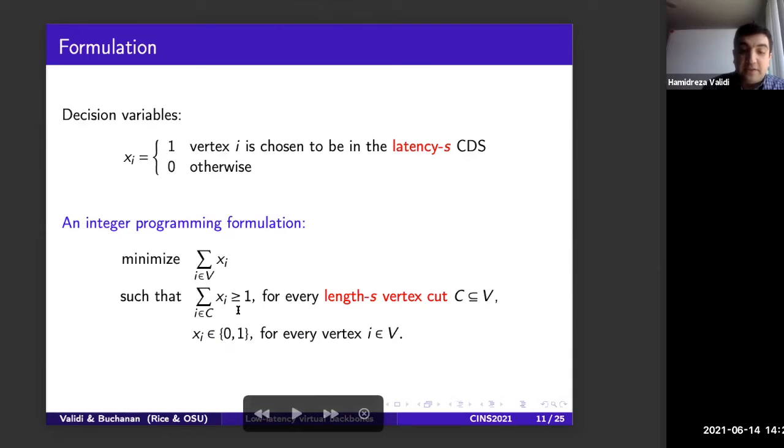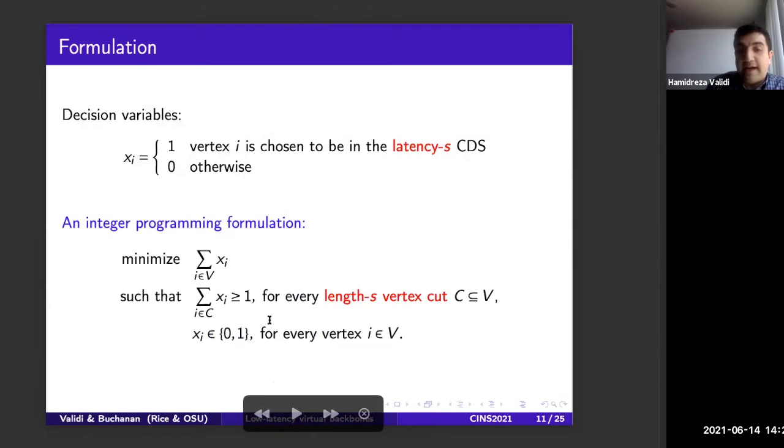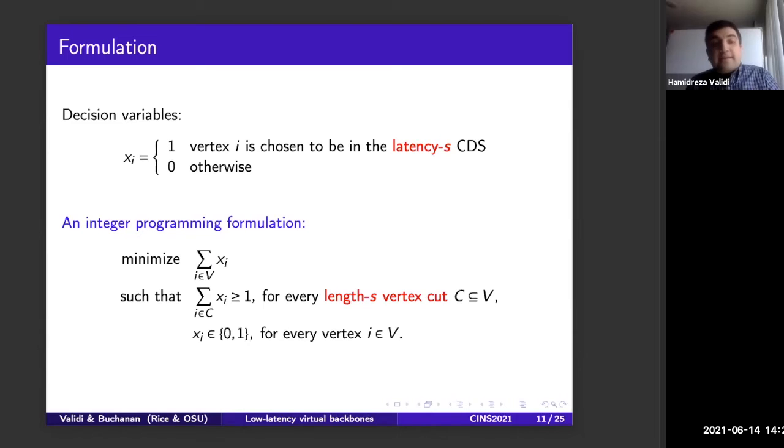Based on the proposition that we provide here, the relationship between these two, we can introduce our constraints and say that for every length S vertex cut C, we have the summation of x_i is at least 1. The previous proposition actually proved the correctness of our formulation. In this formulation, the number of variables is good, we have order of n variables, but the number of constraints is exponential.